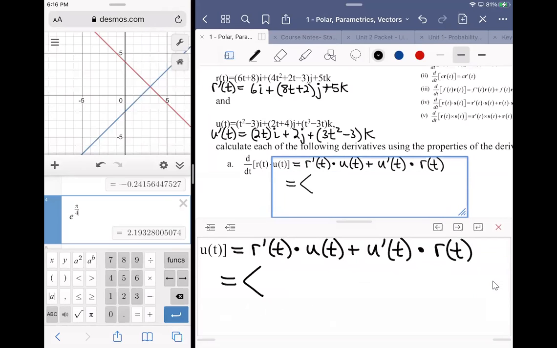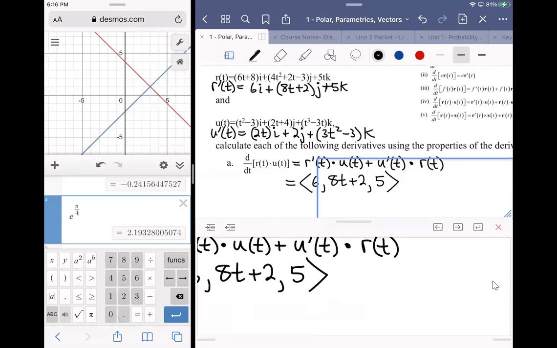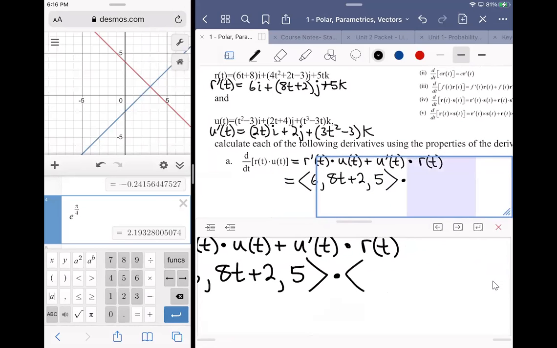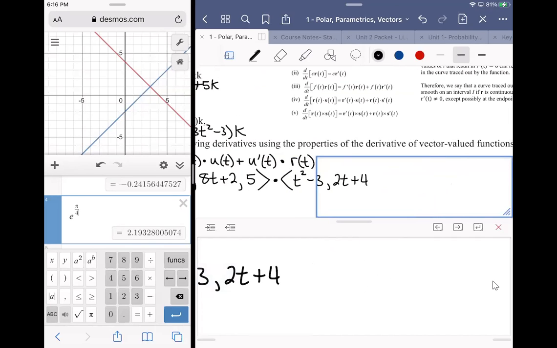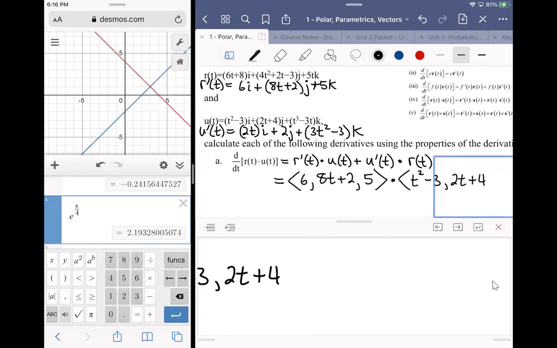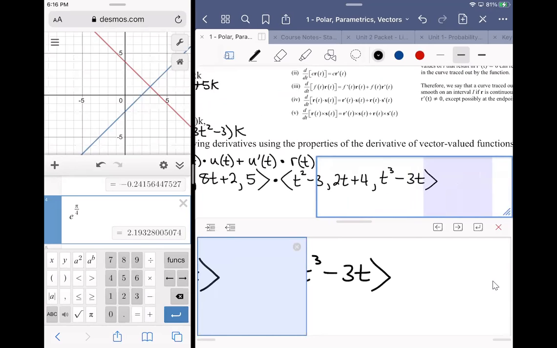component vectors. So r prime is 6, 8t plus 2, 5, dotted against u in its original form. That's where it gets a little dicey, the fact that the original vectors are not too neighborly looking. So t squared minus 3, comma, 2t plus 4, comma, t cubed minus 3t, for quality exponent. All right, so that's the first bit.